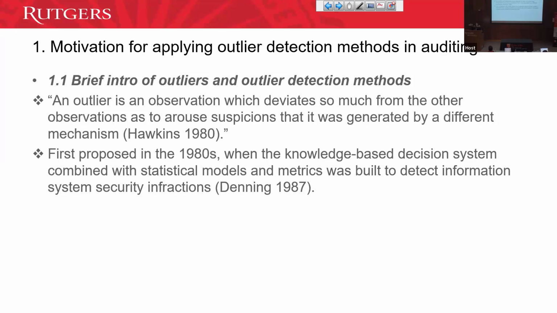As for the outlier detection methods, actually they are not a new thing. They were first proposed about 40 years ago. At that time, you can see that there were some rule-based decision systems that were incorporated with statistical models and metrics, and we could use them to detect information system security infractions.